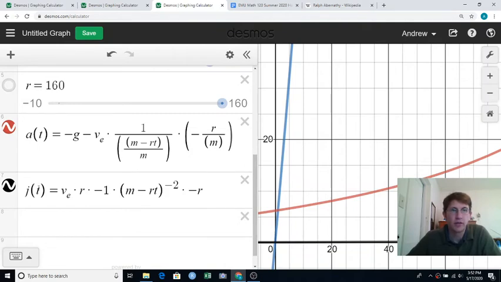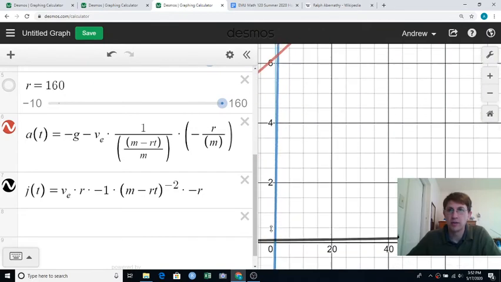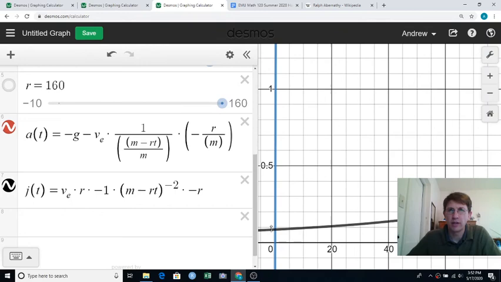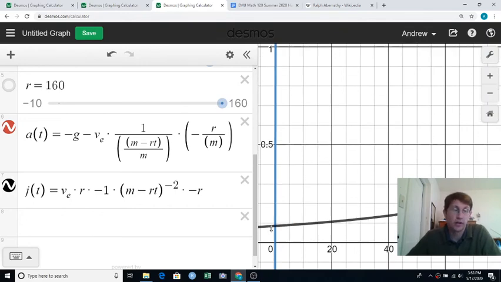And then here's our jerk function. That again is on a different y scale. It's in meters per second cubed. So we can zoom in even more to see that. And I don't have handy what common values of jerk are. I guess we could look those up if we wanted.